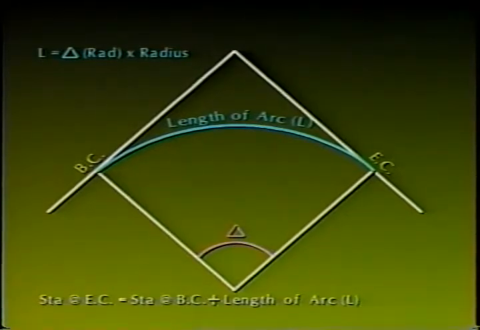To determine the station of the EC, add the length of arc L to the station of the previously calculated BC. The use of radian measure rather than degrees, minutes, and seconds greatly simplifies calculations for arc lengths. Most handheld electronic calculators will perform this conversion. The next element of a circular curve is the length of the long chord, or LC.